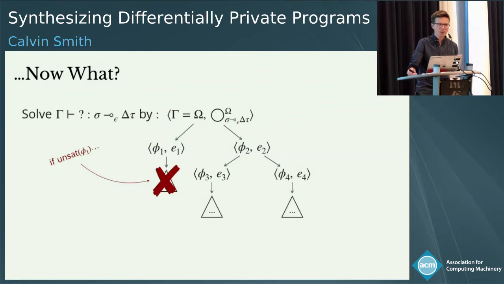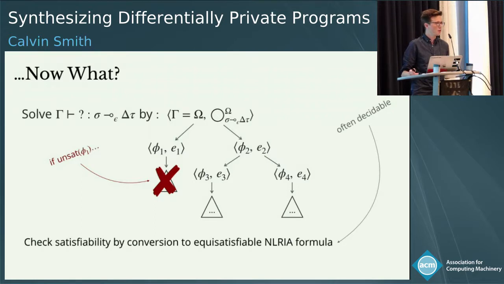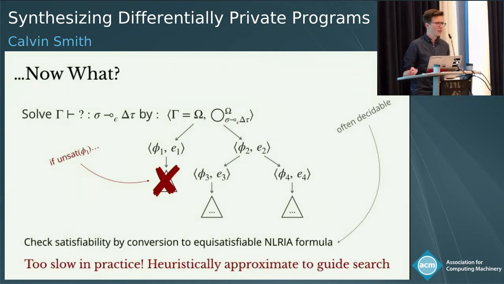Of course, these constraints are over typing contexts, which is not a common theory that you're going to find in most SMT solvers. So to check satisfiability, we have to convert it to an equisatisfiable formula in the theory of nonlinear real and integer arithmetic extended with infinities, which is problematic because in general that's undecidable, although it turns out in practice that the kinds of constraints that we're generating are fairly simple polynomial equalities and inequalities, and so in practice it's often decidable.